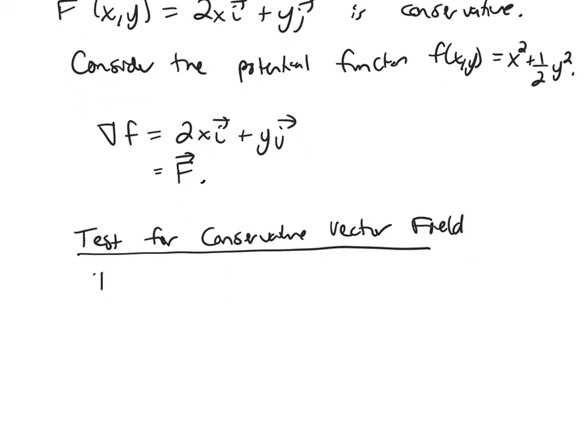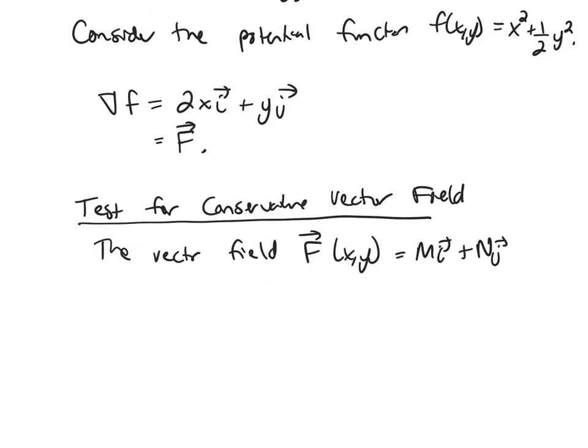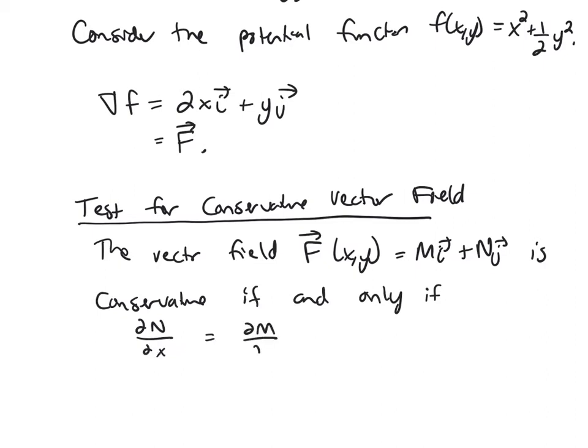And it says the vector field F, which is mi plus nj, so it's made up of an i component and a j component, I'm going to call those m and n, is conservative if and only if the partial of n with respect to x is the same thing as the partial of m with respect to y.